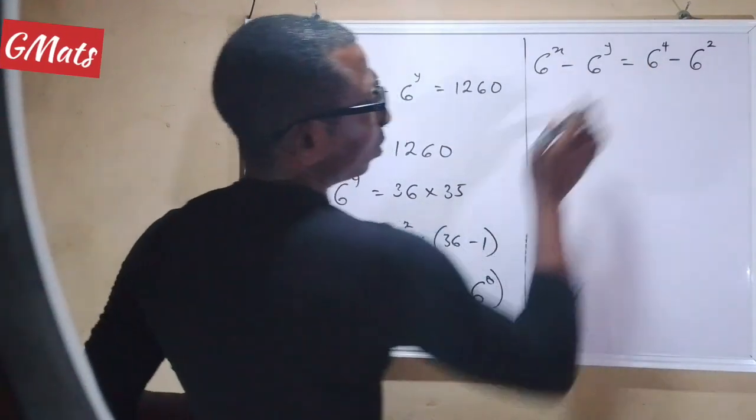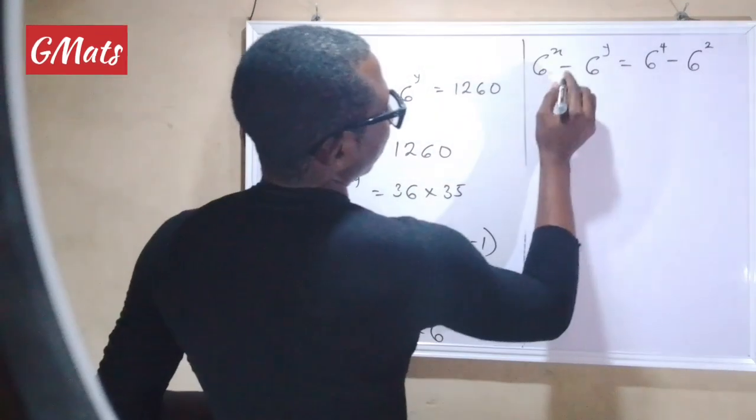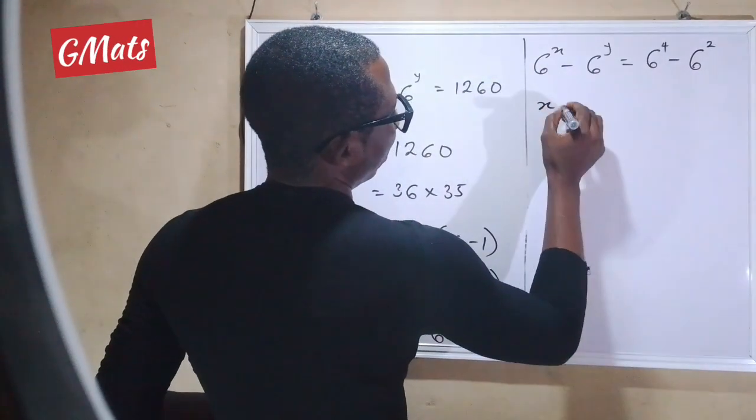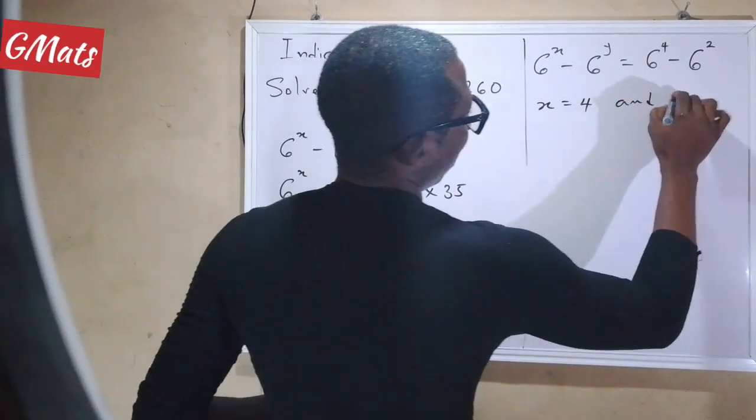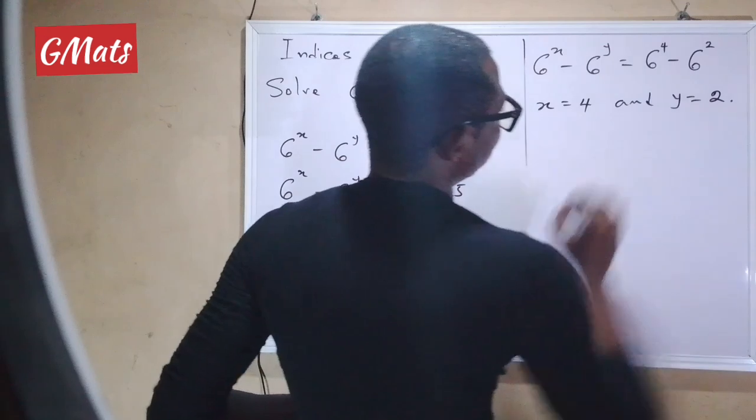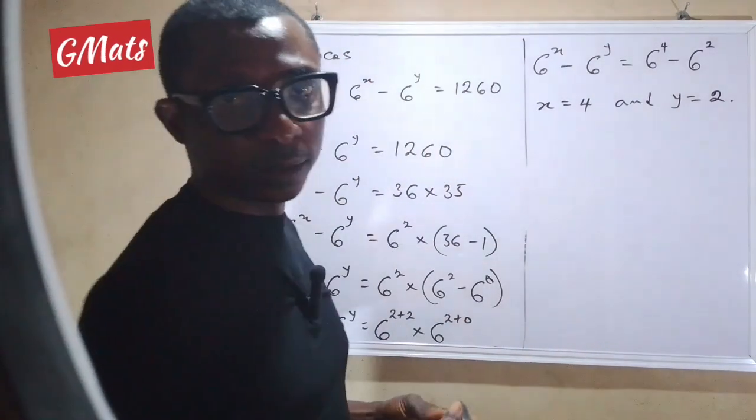Now you can compare. So now we have x equals 4 and y equals 2. So that's going to be the answer to the problem.